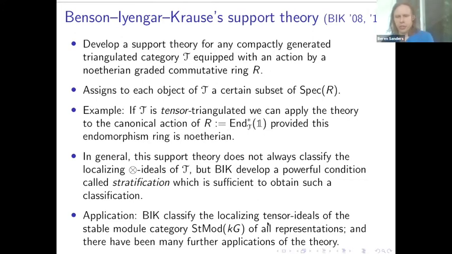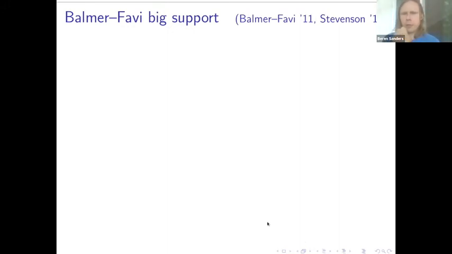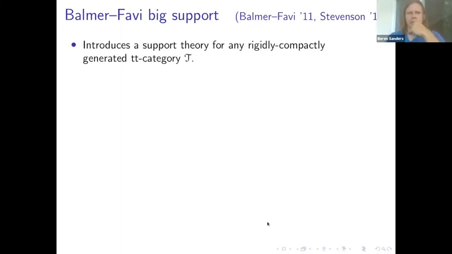Now, another approach for defining support for big objects of big tensor triangulated categories was introduced by Balmer and Favi. Let me start off by giving an overview of what Balmer and Favi do, and then we'll give a few more details about it. Basically, they introduce a notion of support for rigidly compactly generated tensor triangulated categories. The Benson, Iyengar, and Krause work also held for triangulated categories that don't have a tensor structure, but just have a ring acting on them. Now we're really focusing on just tensor triangulated categories.